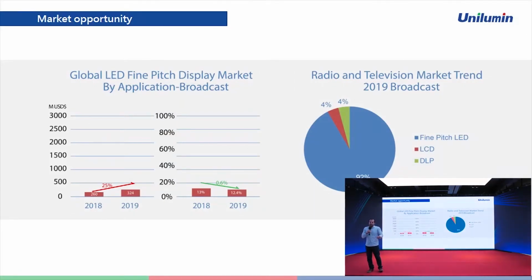Market opportunity. According to the third-party research data, we can clearly see that the broadcasting studio market capacity is $324 million in 2019, with a rapid growth rate of 25%. At the same time, we can also see that 92% of the studios use fine pixel pitch LED screens. So according to the data here, we can be sure that LED screen is the trend of the broadcasting studio market in the future.